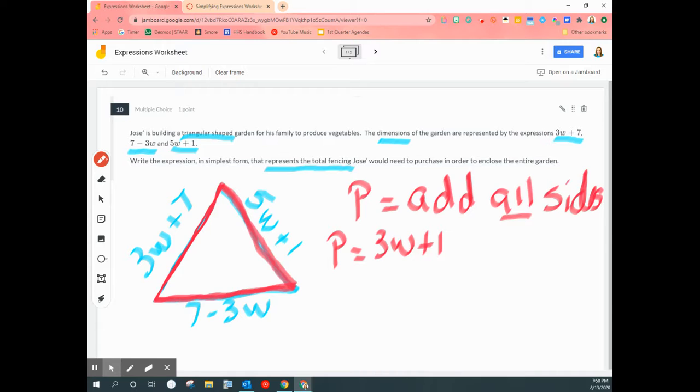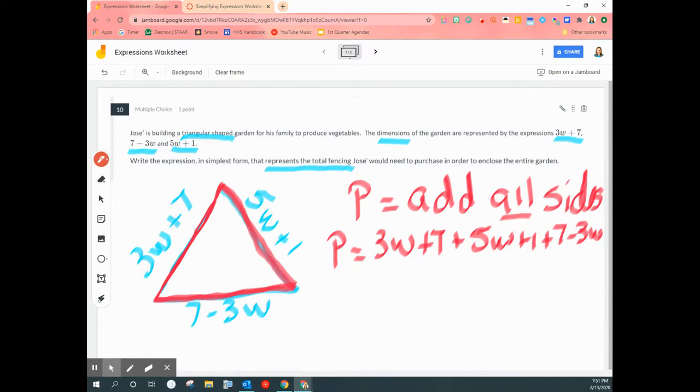There's one side, plus 7. I wrote that wrong. 3W plus 7, that's one side. Plus, let's add up the other side. 5W plus 1 plus 7 minus 3W. It's a little scrunched, I know. I need to write smaller. Let me change my pen size here. Let me make it in the small pen.